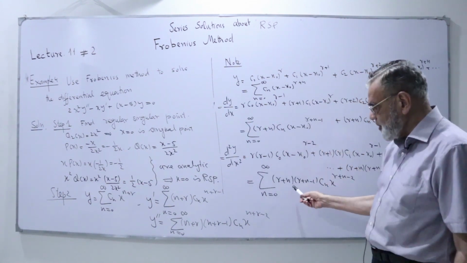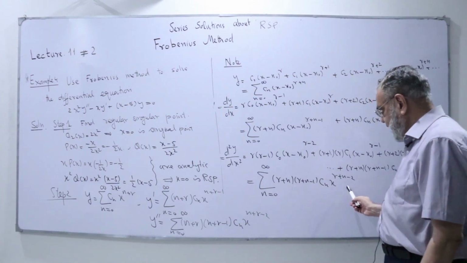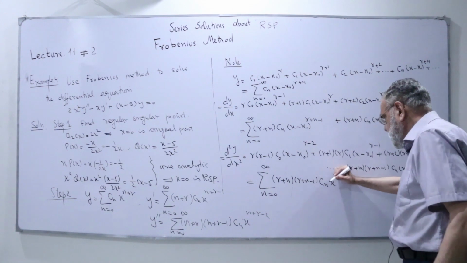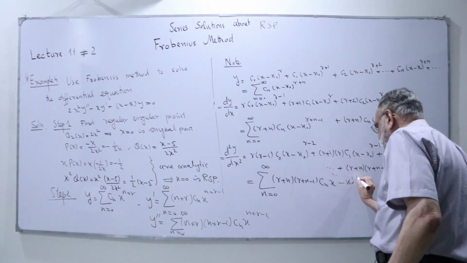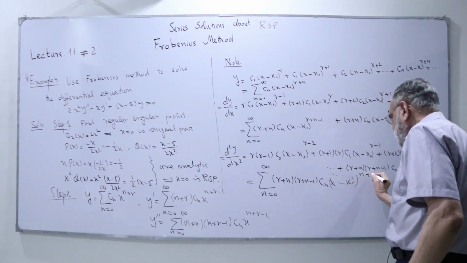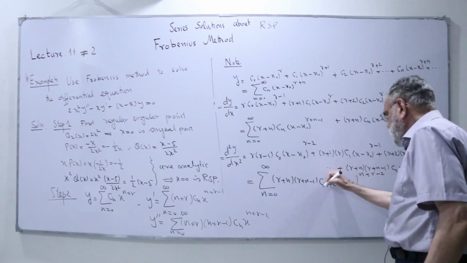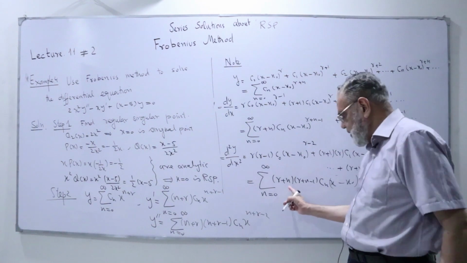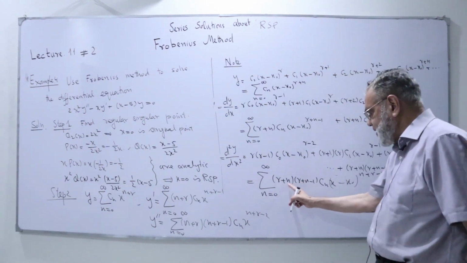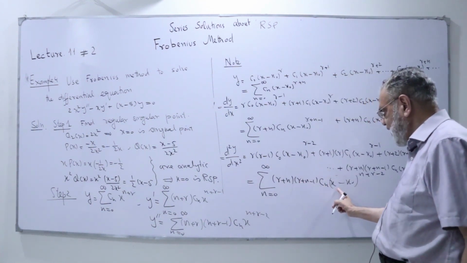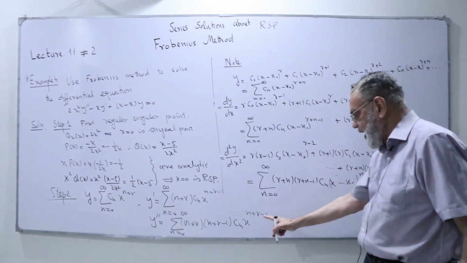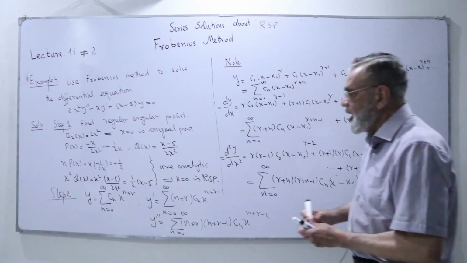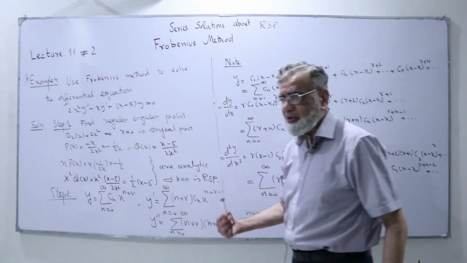Again here we substitute the value of x0. Here we are having x minus x0 to power n plus r minus 2. Now we put here the value of x0 equal to 0. So we get here r plus n, r plus n minus 1 Cn x to power n plus r minus 2. So we substitute these values in our differential equation, and then we solve it.